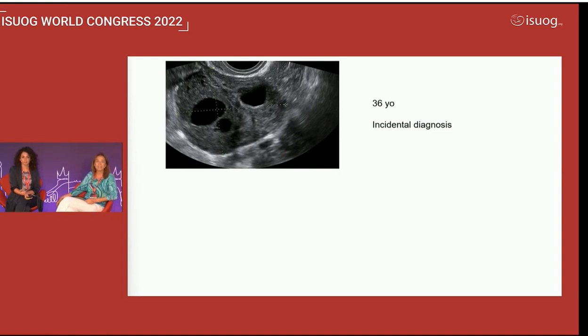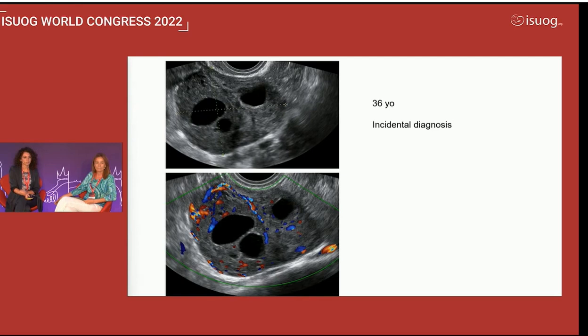Let's go on. Young patient, 36 years old, incidental findings. So this is the ultrasound, Antonia.